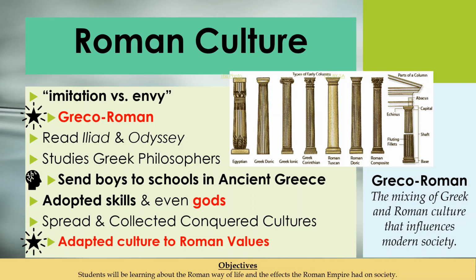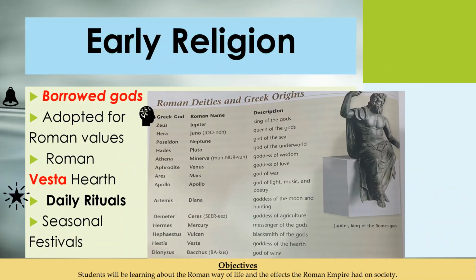They often adopted skills of other conquered people, adapting them to their way of life, and even adopted many of their gods. They both spread and collected religions as they conquered different cultures and adapted these cultures to Roman values, which we'll talk about in a little bit. So this early religion was mostly taking gods from other cultures and adapting them to ancient Rome.